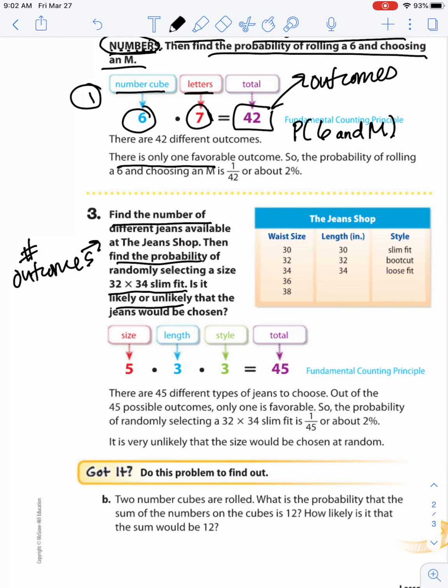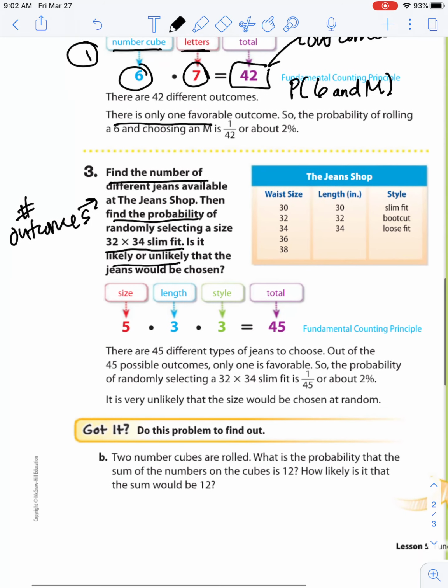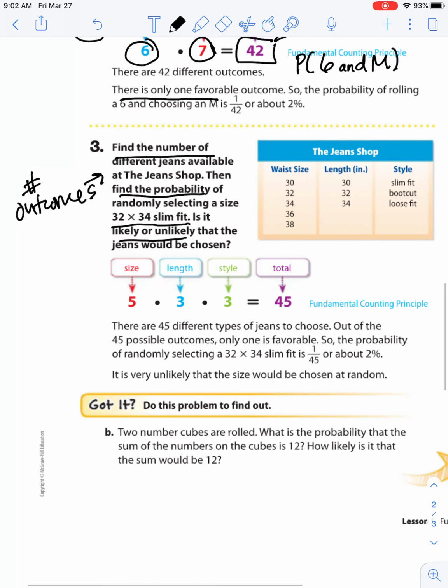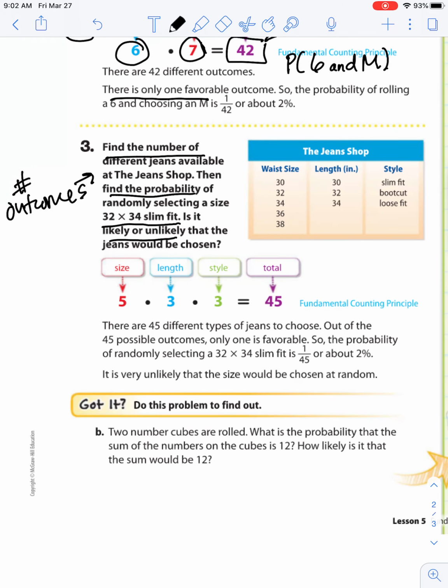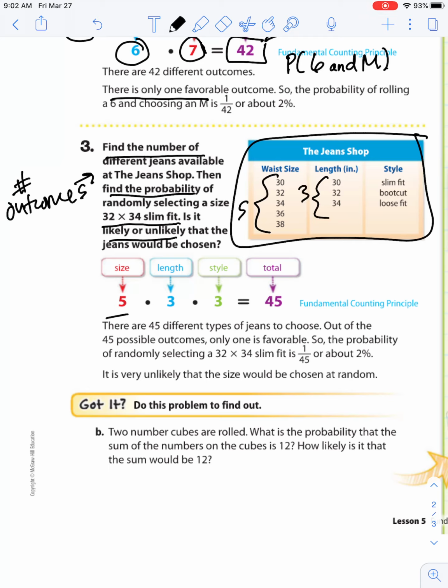Okay, so this actually has 3 different parts to it. So the first part, for the number of outcomes, remember, all we need to do is multiply. So here they give us a chart. So for the jeans, we're choosing from waist size, which it looks like there are 5 of them, which is where they get this 5. Then we're choosing from length, which is 3 options. And then we're choosing from style, which is 3 options. Multiplying that gives us 45. So this is the number of outcomes.